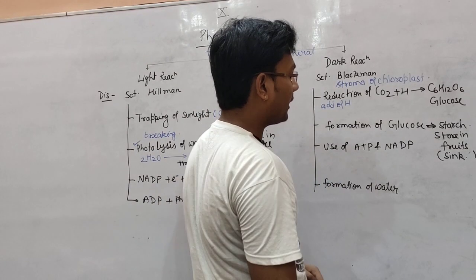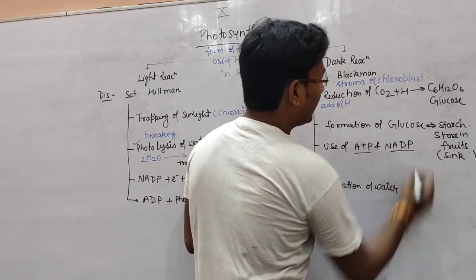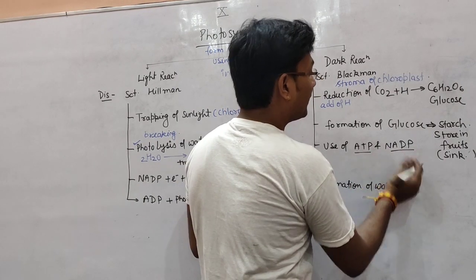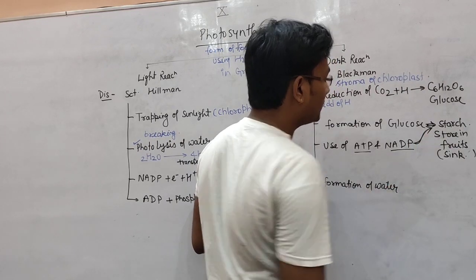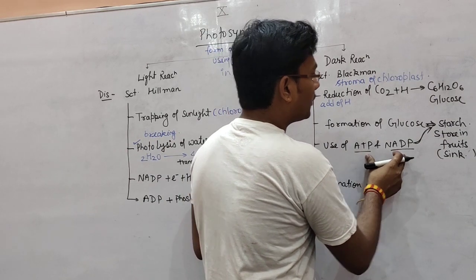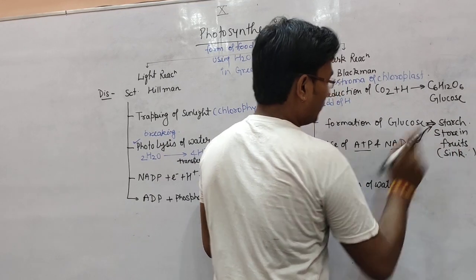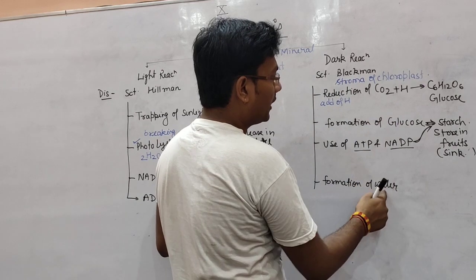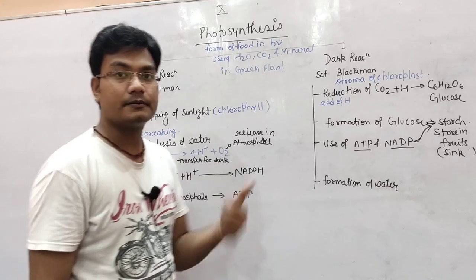Use of ATP and NADPH in formation of glucose: some ATP and NADPH are used, and also some ATP and NADPH are consumed to convert the glucose into starch, and also consumed in transfer of food from the leaf to the fruits. Next, as a result of reduction of CO2, some water also forms. Now, best of luck for your study.